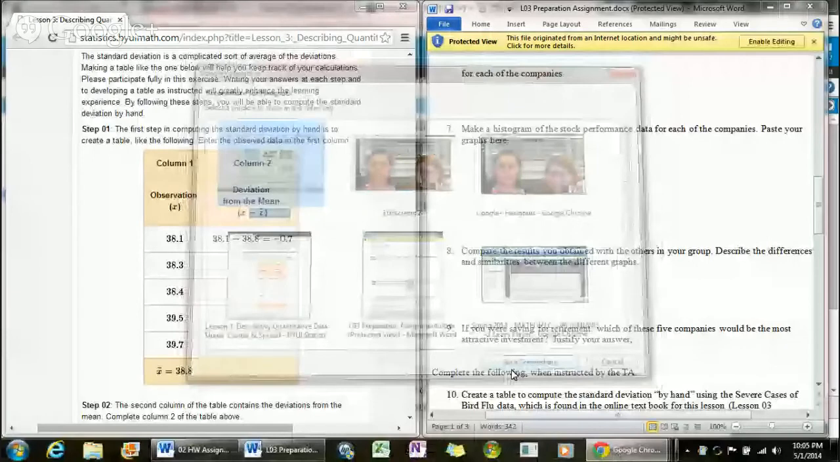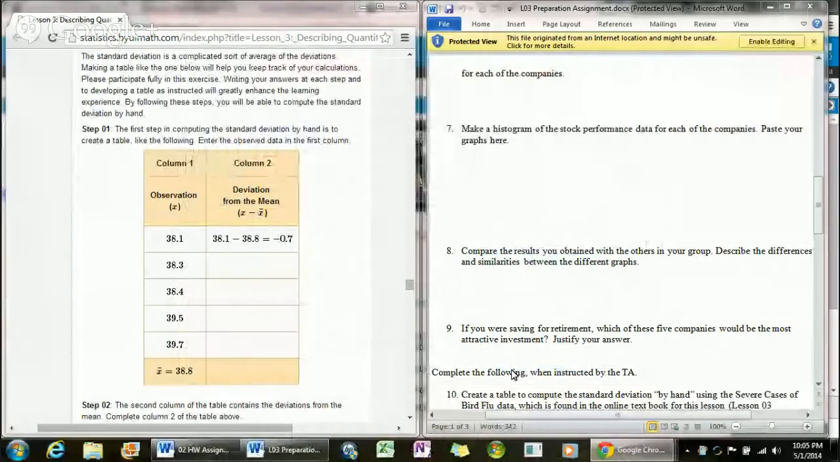Guys, I'm really sorry, but I missed it when you were talking about number 9, about which one would be most attractive for investments. We chose A, because it doesn't really say what the data is about. You chose A because of the graph? Yeah, and the standard deviation.